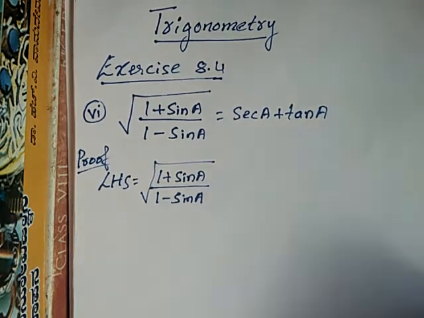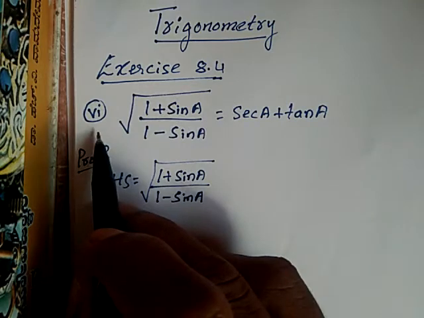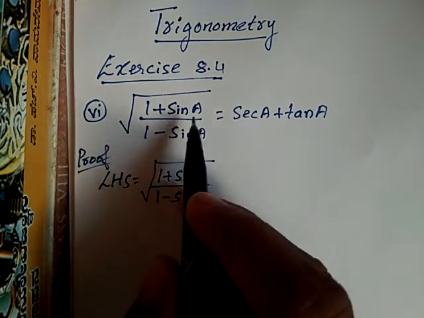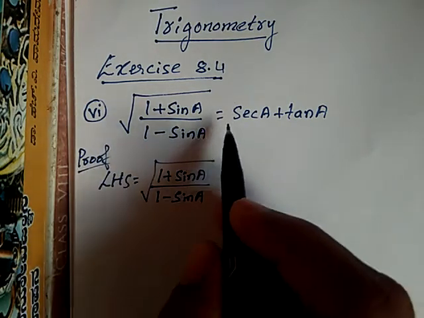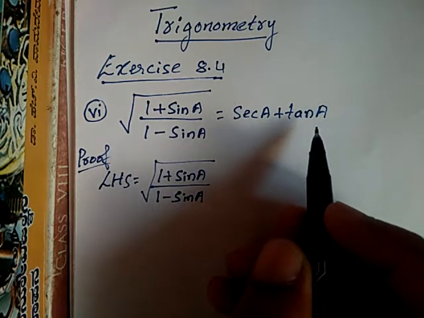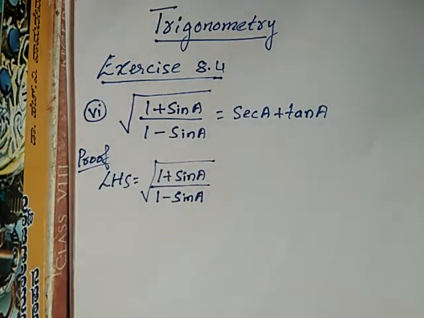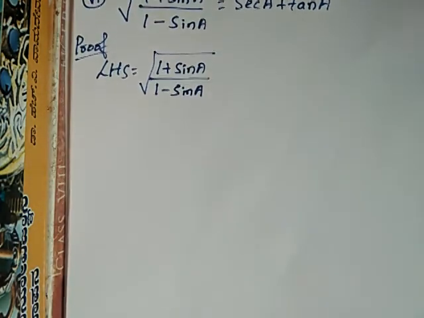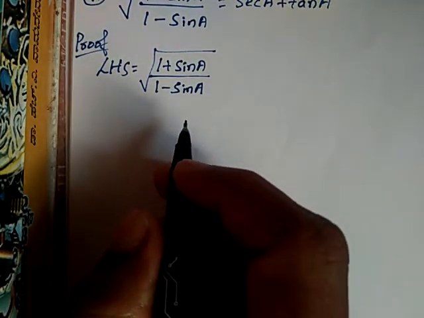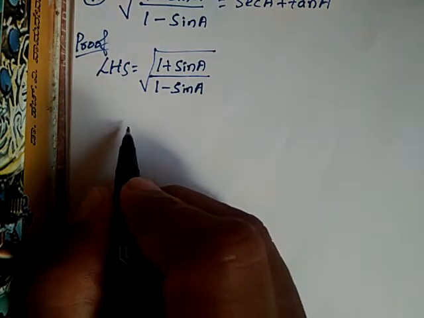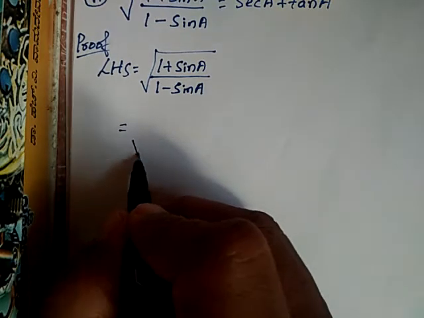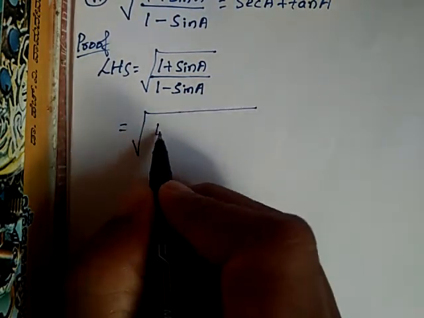Today we will learn trigonometry exercise 8.4 question number 6, that is root of (1 plus sin a) divided by (1 minus sin a) is equal to sec a plus tan a. For this one we will consider LHS, which is equal to root of (1 plus sin a) divided by (1 minus sin a).